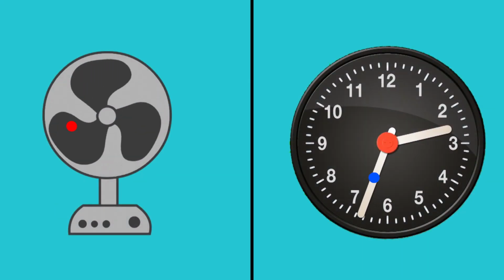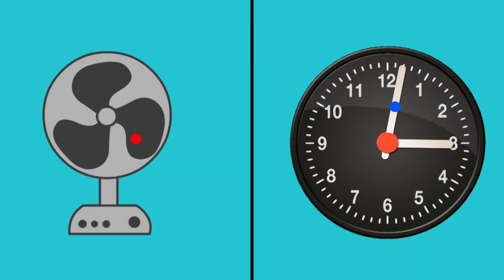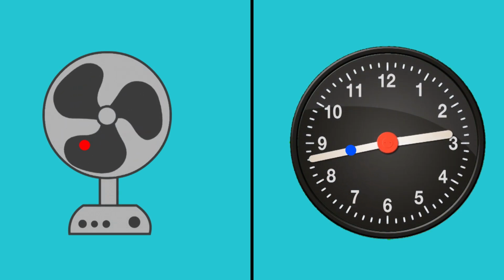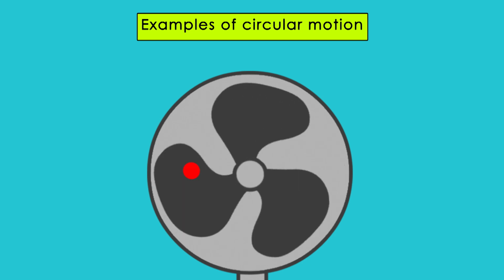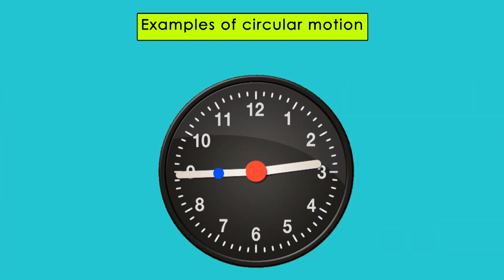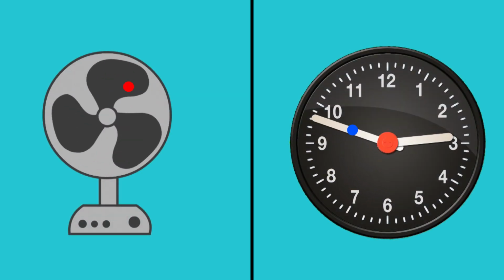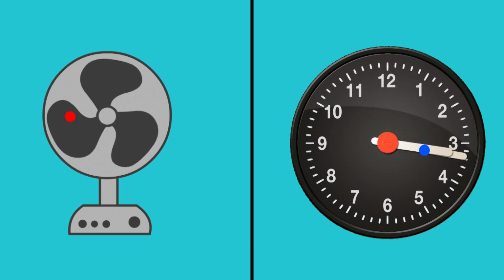The motion of a point marked on the blade of an electric fan or the hands of a clock are all examples of circular motion. The electric fan or the clock by themselves are not moving from one place to another, but the blades of the fan rotate, and so do the hands of a clock. If we mark a point anywhere on the blades of a fan or on the hands of a clock, the distance of this point from the center of the fan or the clock will always remain the same as they rotate.